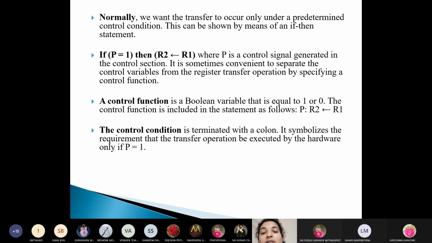Sometimes it is convenient to separate the control variables from the register transfer operation by specifying control functions. So what is the main use of this P? It is used for controlling the signal between registers R2 and R1. A control function is a Boolean variable that is equal to either 1 or 0. The control function is as follows: P: R2 ← R1.